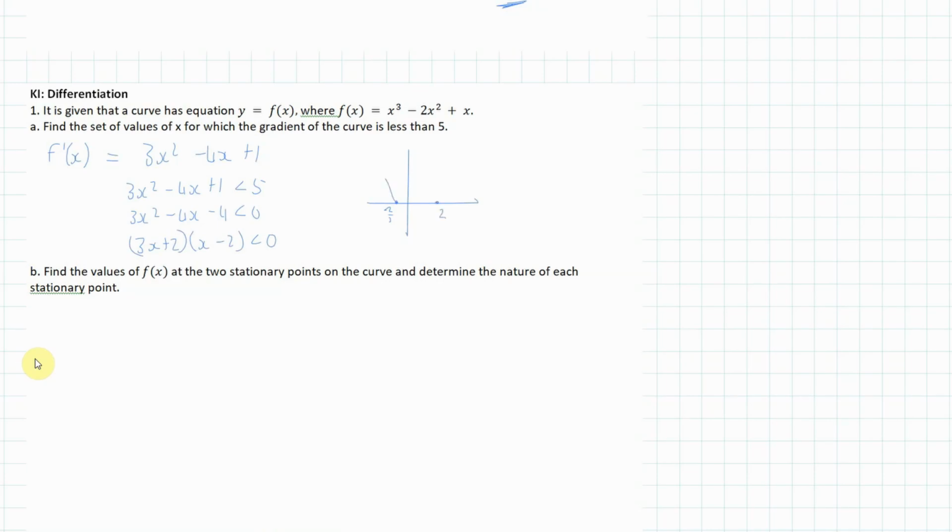And so you've got an equation that looks like this. This is your gradient equation, and we want to know where the gradient is less than 5. So it's this bit here, because remember we brought the 5 across, so we then made it less than or equal to 0. So we're looking at that bit there. So our answer, of course, is negative 2/3, we're looking at a range, so less than x less than 2, and we're done.